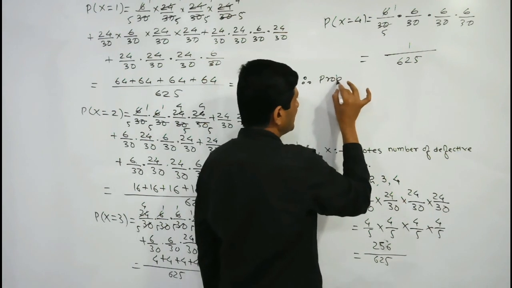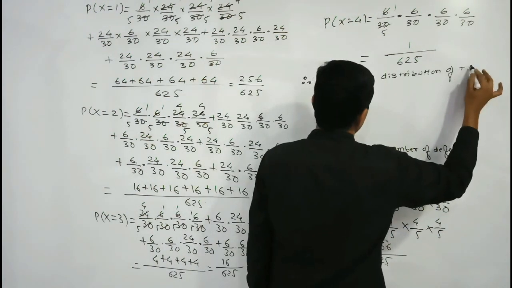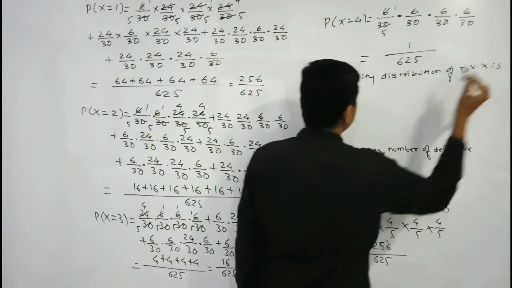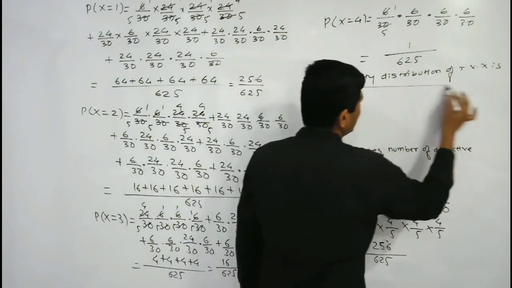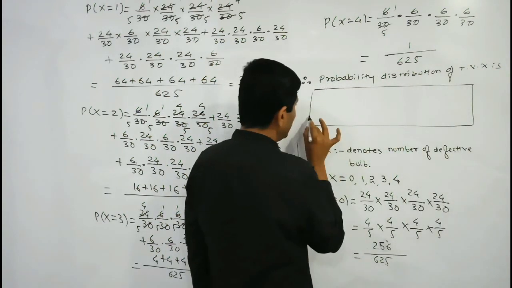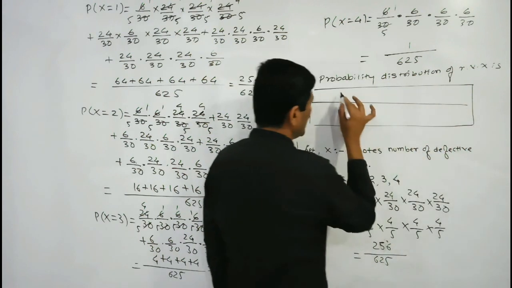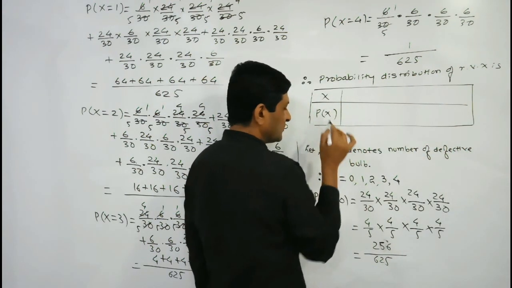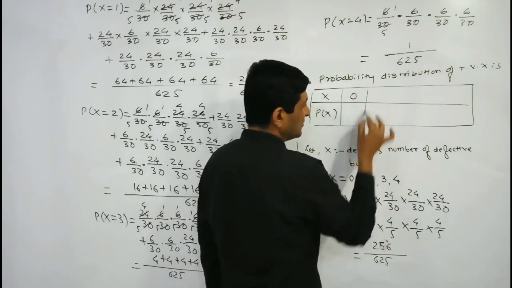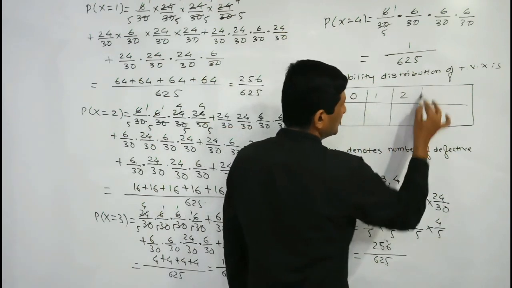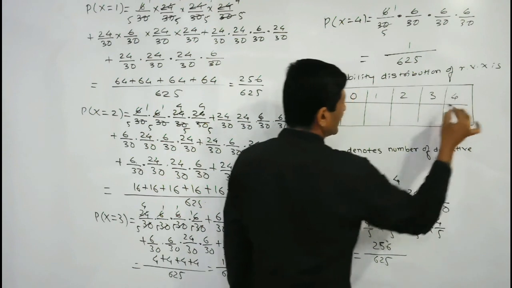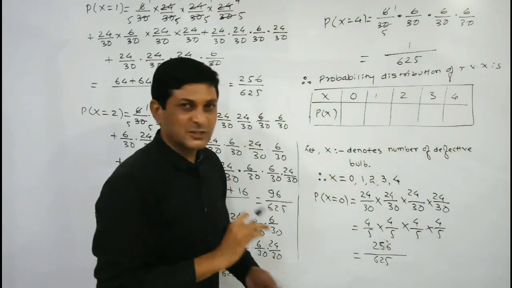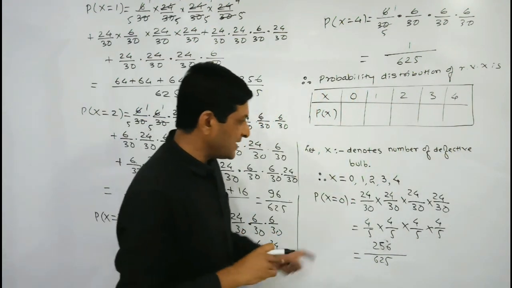So therefore probability distribution of random variable x is, so first write down the values of x and later on we will write down their corresponding probabilities. So x and p of x. So which are the values of x? 0, 1, 2, 3 and 4. These are the values of x, means random variable. Now we are writing their probability.